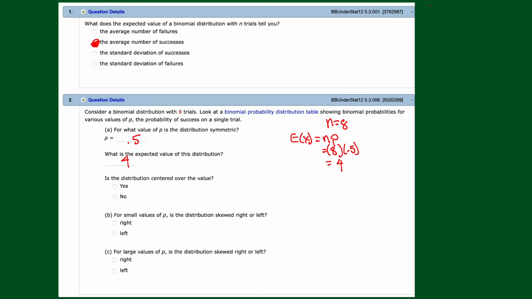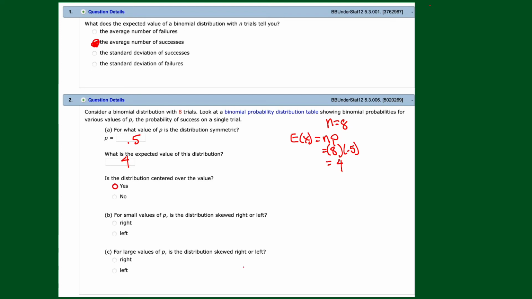Now, does that make sense? The probability of success is a half. You do something 8 times, how many successes do you think you're going to have? Success should happen half the time. Half of 8 is 4. Seems reasonable. Is the distribution centered over this value?